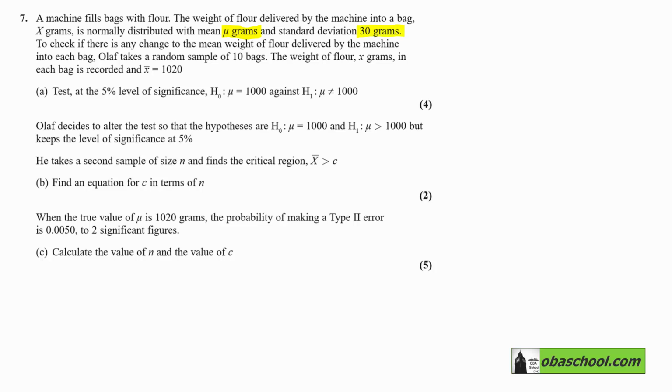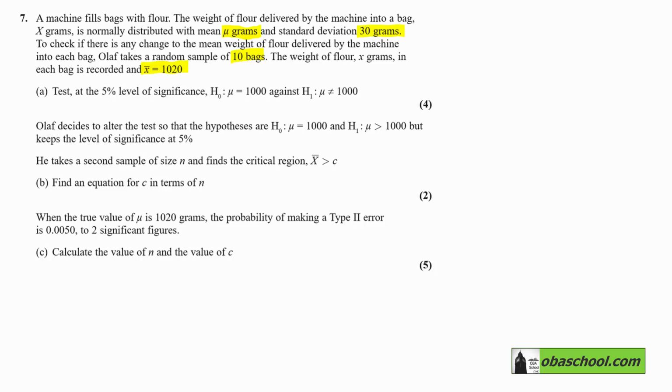To check if there is any change to the mean weight of flour delivered by the machine into each bag, Olaf takes a random sample of 10 bags. The weight of flour, X grams, in each bag is recorded, and the mean was 1020 grams.